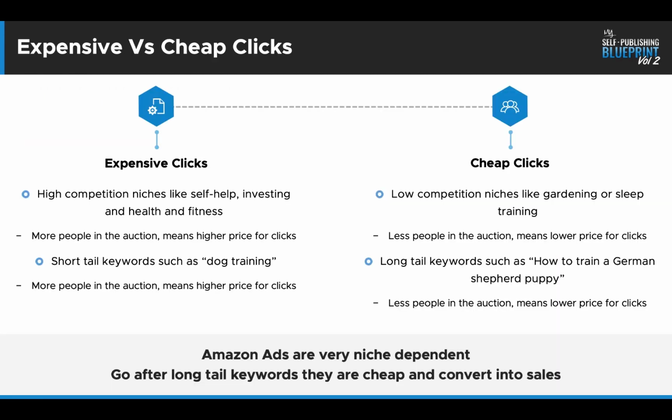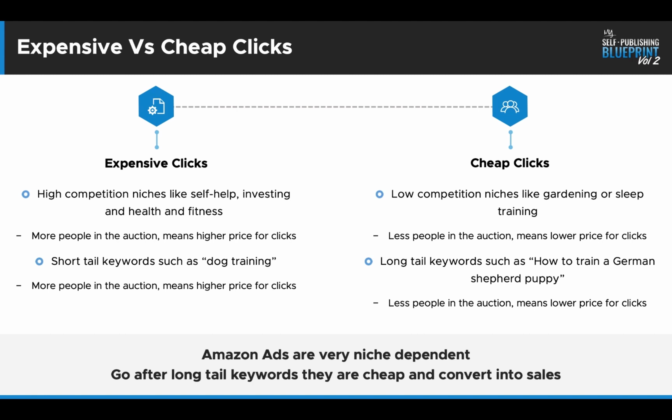Hopefully that made sense. Okay, so let's talk about expensive versus cheap clicks. So expensive clicks are going to be high competition niches like self-help, investing, right? Anything to do with money, or health and fitness. Those are very high competition, super popular. Lots of people go for them. There's big money in those niches. So what that's going to mean is there's going to be a ton of people there. So more people in the auction means you're going to pay a higher price for the clicks.